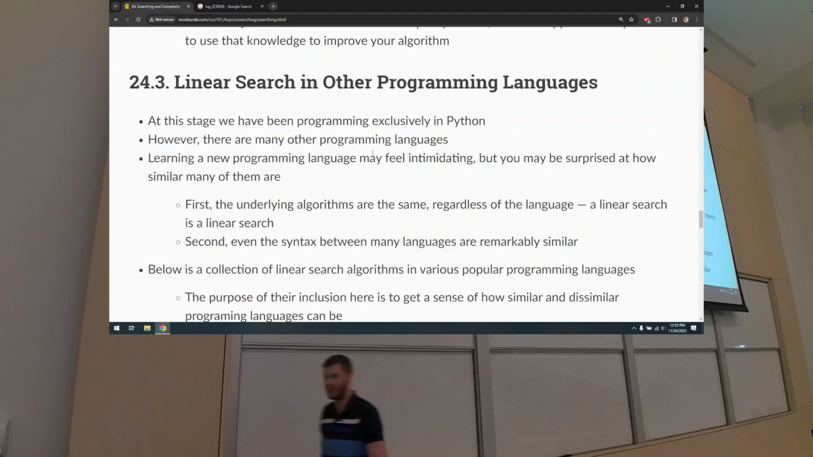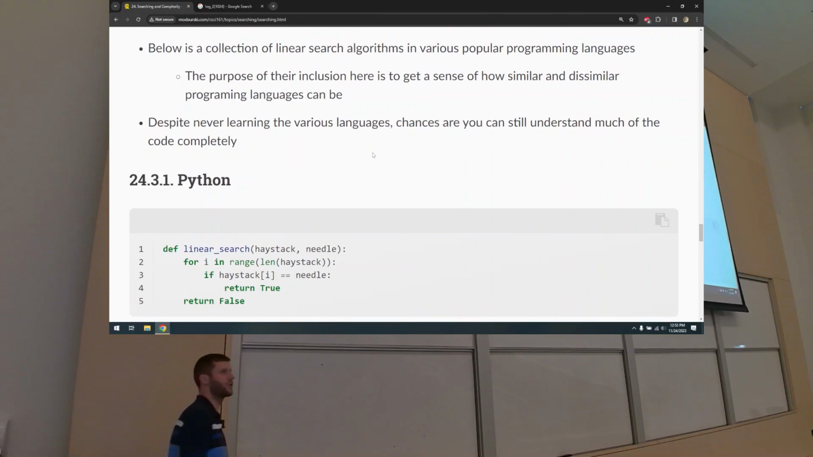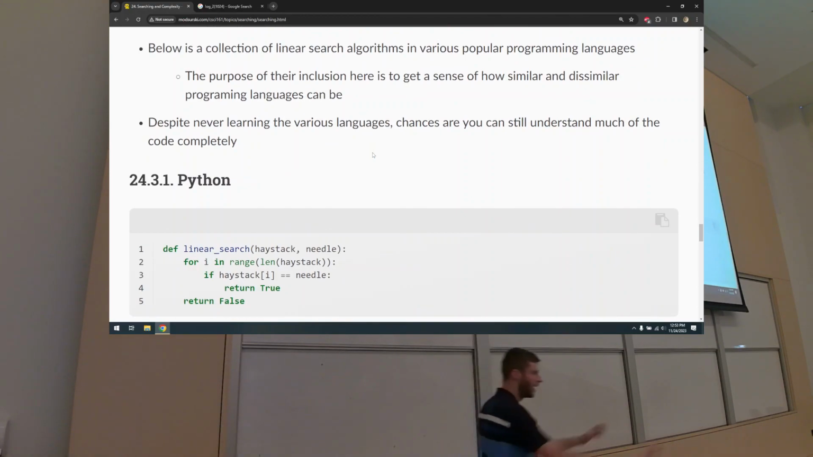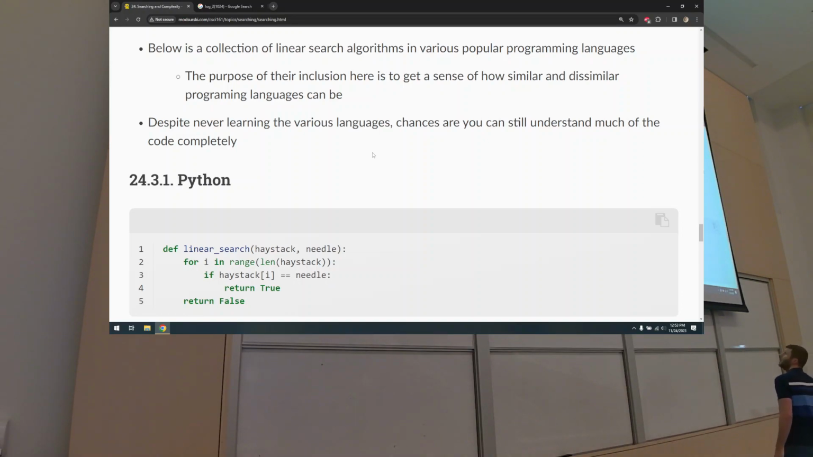But let's take a moment and look at some code. Here is a linear search in Python. I know we've talked about this a lot already in this topic. Haystack, needle, for i in range of the length of the haystack. We're going to loop over each index of that list. If haystack at index i is the thing I'm looking for, return true. If I get to the end of the for loop and never found it, meaning I never returned true, return false, because it must not be there. Any questions about this?